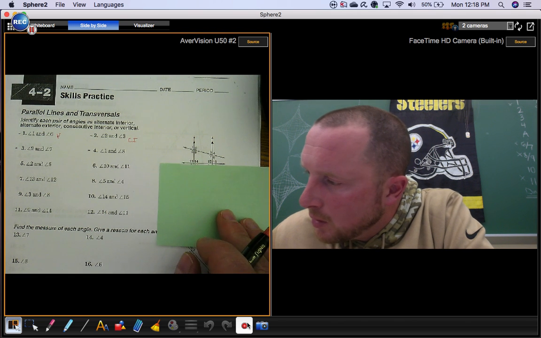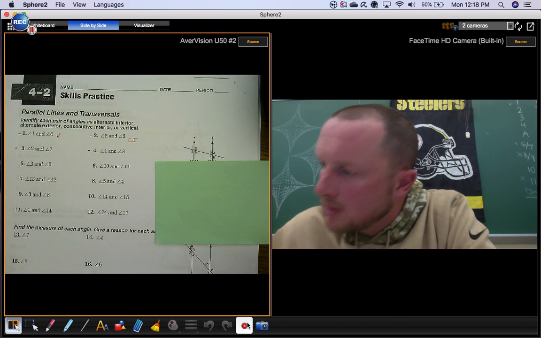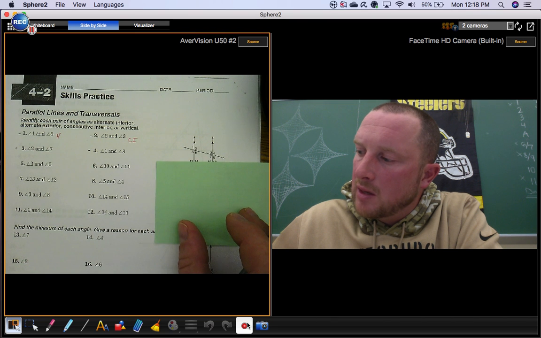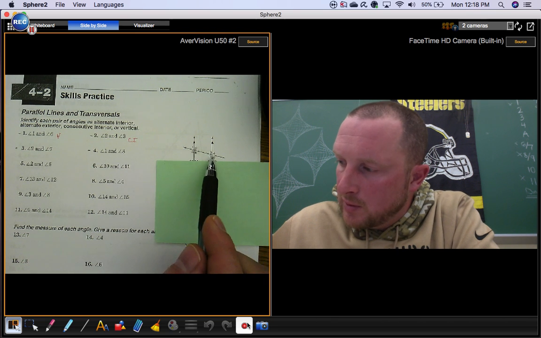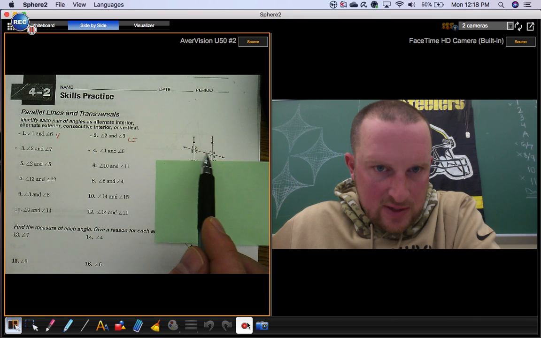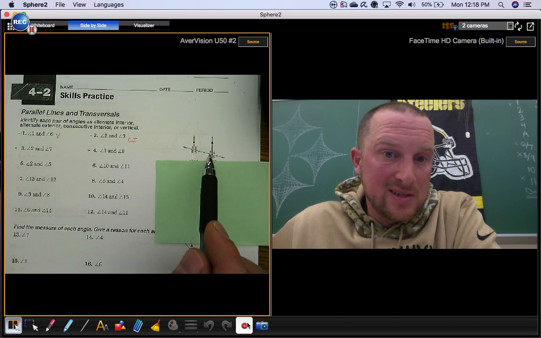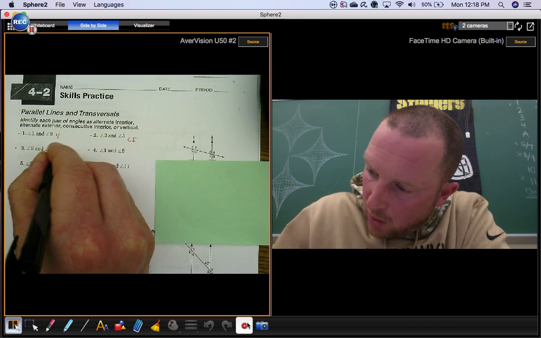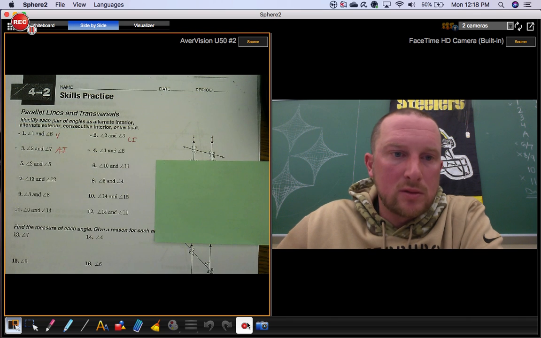Number 3, we're looking at angle 2 and angle 7. So we're going to keep the same line blocked off. Angle 2 and angle 7 are in between the parallel lines, so they're interior angles, and they're on opposite sides of the transversal, so they're alternate interior angles.